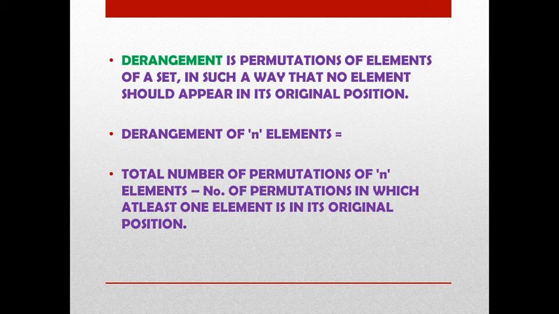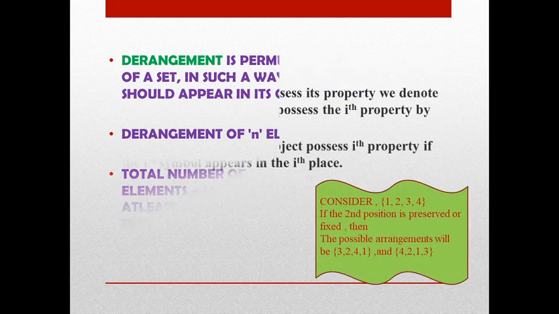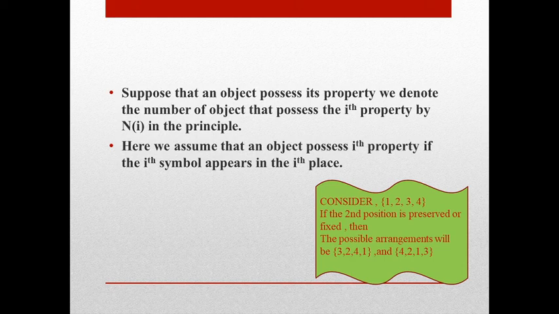Total number of permutations means we can arrange the elements in whatever way we want. If you subtract from that the number of permutations in which at least one element is in its original position, you get the number of arrangements in which no element occurs in its original position. For example, if an object possesses the ith property, it is represented as N of i. That means the ith symbol is in the ith place.